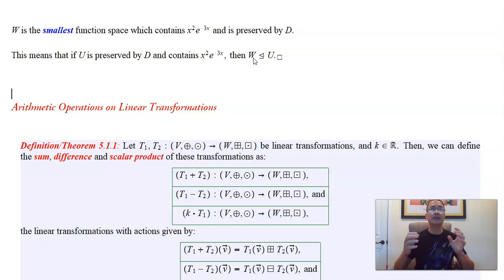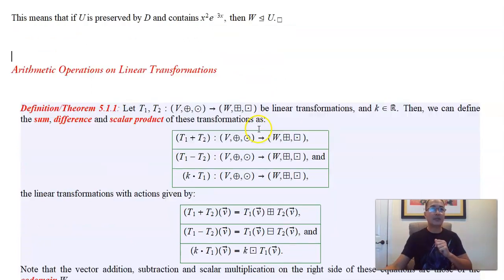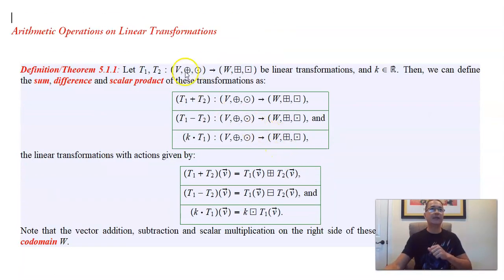Okay, so this makes W the smallest space that we have to work with if we want to find a solution to a differential equation involving x squared e to the minus 3x. Of course, by the end of our 4 videos, we are going to wrap it all up with a gorgeous example of solving a differential equation involving x squared e to the minus 3x. Okay, exciting. Right, so our next job is to define arithmetic operations on linear transformations.